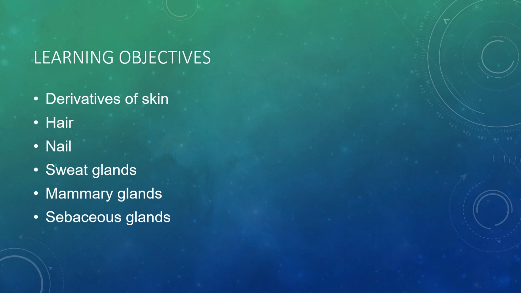What are the learning objectives in this topic? We are going to learn about the hair, the nail, the sweat glands, the mammary glands, and the sebaceous glands. These 5 things are the main derivatives of skin. Today we are going to discuss only the derivatives of the skin and their functions, with detailed labeled diagrams.